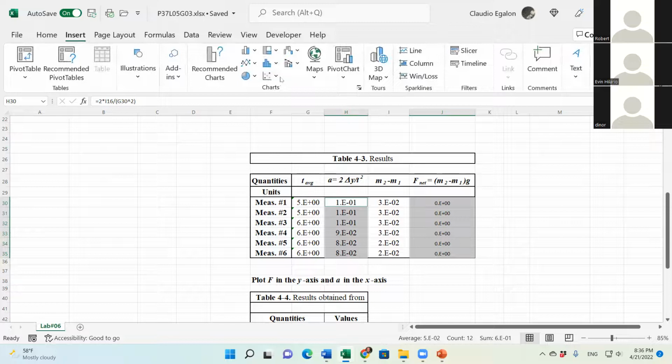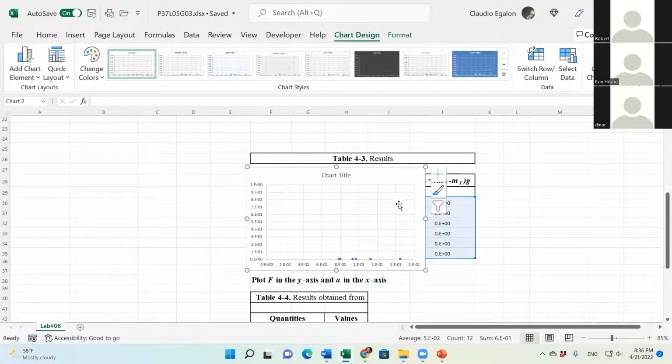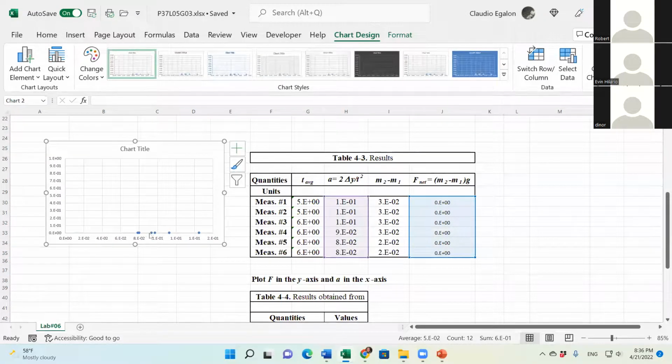Did you get a straight line? I got a straight trend line, although there was one outlier. Which group are you? Same one as John, group 3. Really? Okay, so let me see.